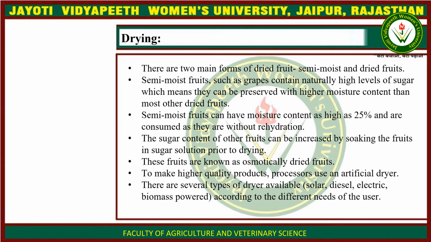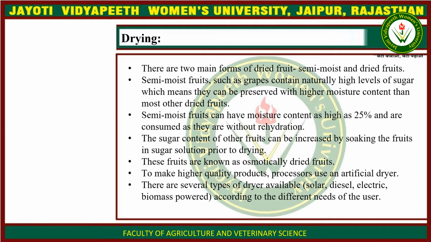Semi-moist fruits such as grapes contain naturally high levels of sugars, which means they can be preserved with higher moisture content than most other dried fruits. Semi-moist fruits can have moisture content as high as 25% and are consumed as they are without rehydration. The sugar content of other fruits can be increased by soaking the fruits in sugar solution prior to drying. These fruits are known as osmotically dried fruits. To make higher quality products, processors use an artificial dryer.